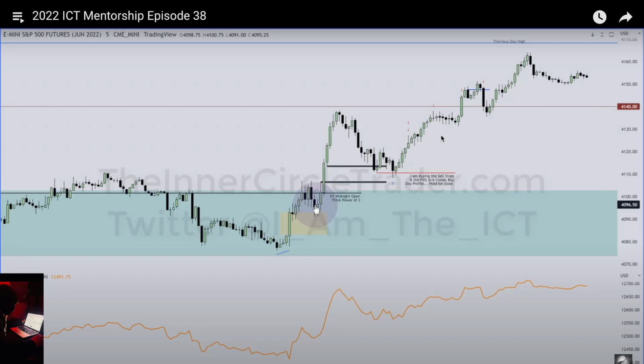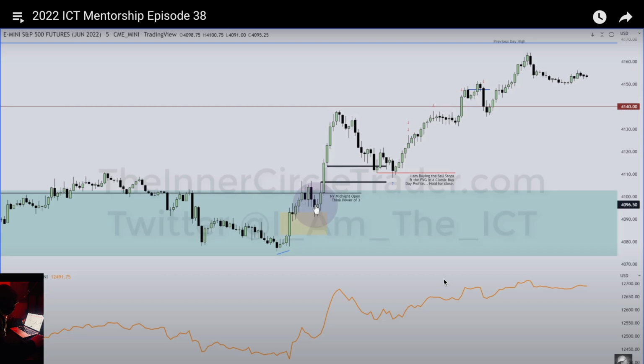So that's our alternative to our classic buy day, whenever PM raids the lunch lows, and then our classic PM session continuation higher. Those two scenarios right there, you don't even need to know anything else about the PM session. You can simply just wait for those two scenarios and execute on that. You don't need to know anything else.